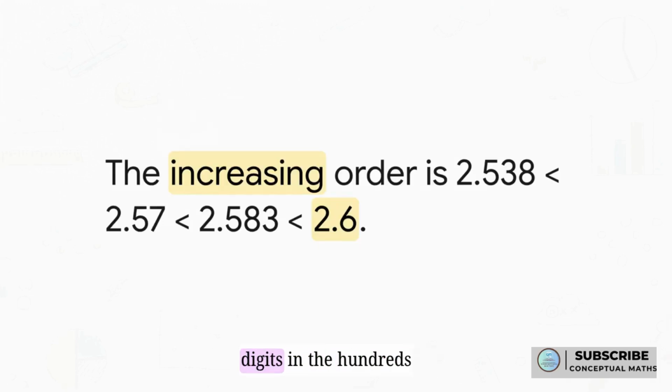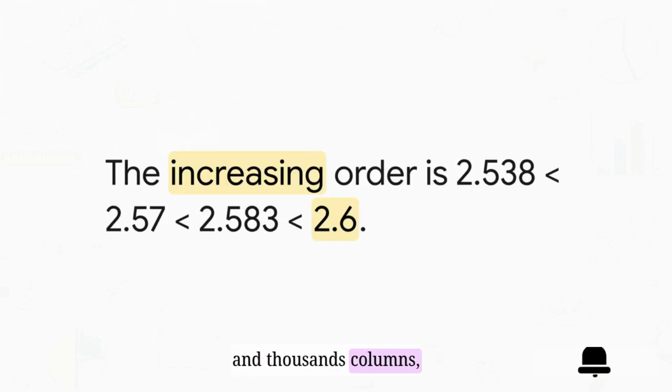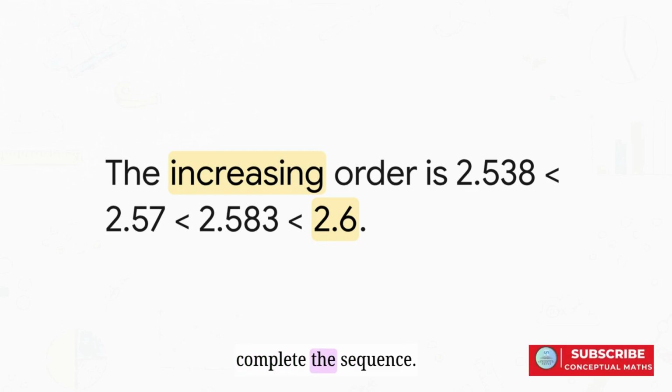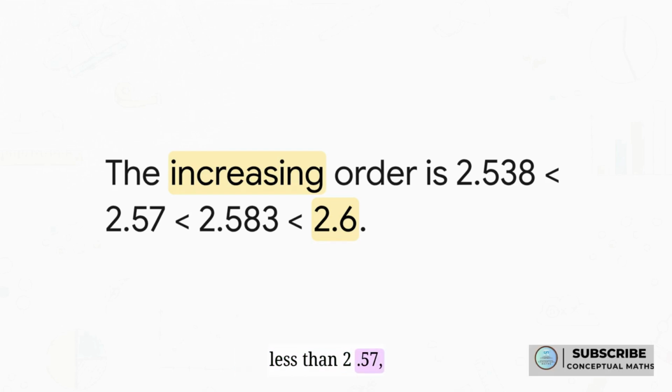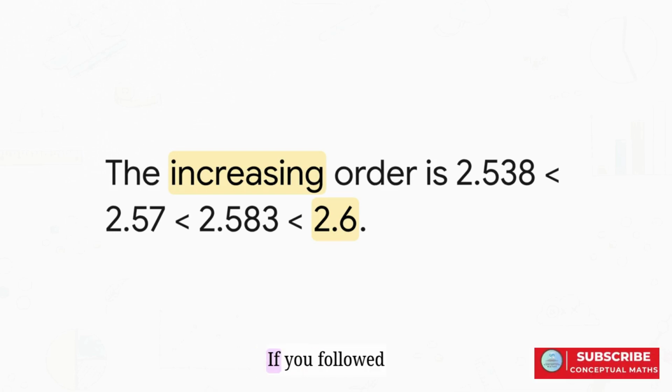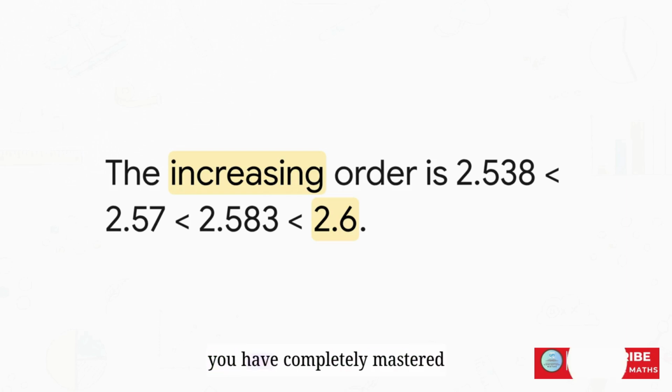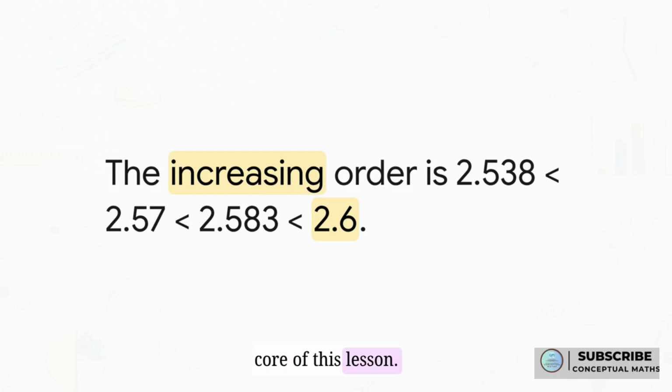By comparing the remaining digits in the hundredths and thousandths columns, we can successfully complete the sequence. 2.538 is less than 2.57, which is less than 2.583, which is less than 2.6. If you followed along with that logic, you have completely mastered the core of this lesson.